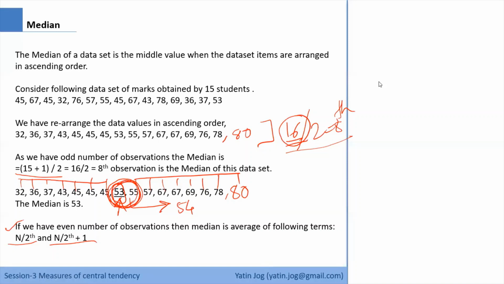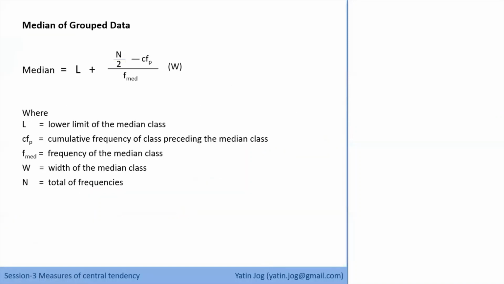Now we'll see how to calculate the median of grouped data. For this, this is the formula. You may think this is a bit complex formula. Median is equal to L plus n by 2 minus CFP divided by F med into W, where L is the lower limit of the median class, n by 2 is half of the data, CFP is the cumulative frequency preceding the median class, F med is the frequency of the median class, and W is the width of the median class.